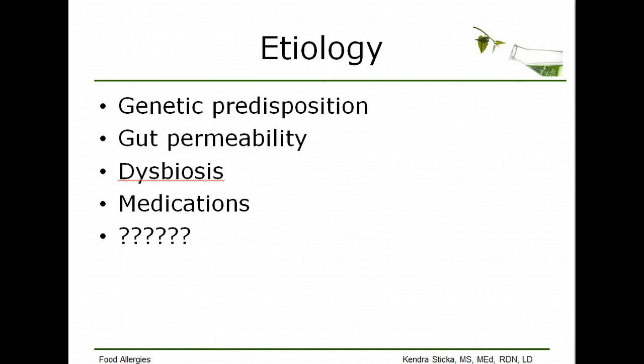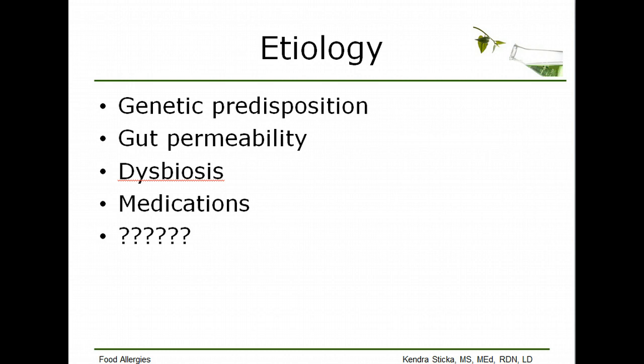So then the question kind of becomes what causes these food allergies, or what's the etiology? We don't absolutely know 100%, but there are some things that seem to contribute. There seems to be a genetic predisposition that people who have allergies tend to have family members who have allergies as well. Not always 100% for sure, but there does seem to be some genetic predisposition. There is some thought that increased gut permeability can cause or contribute to allergies.